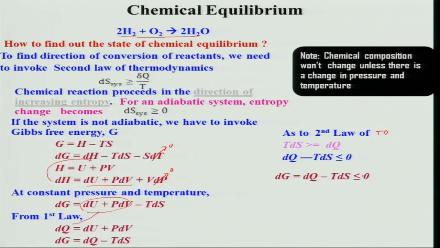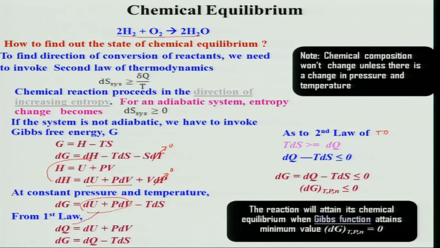So, what will we have to do in case of non-adiabatic systems? We can think of dG being less than or equal to 0, which is also a function of temperature, pressure and number of moles, but we will be assuming that temperature and pressure are not really changing at that moment. So, the reaction will attain its chemical equilibrium when the Gibbs function attains a minimum value, that is, the change in Gibbs function will be equal to 0.